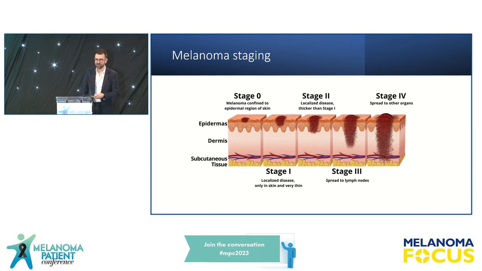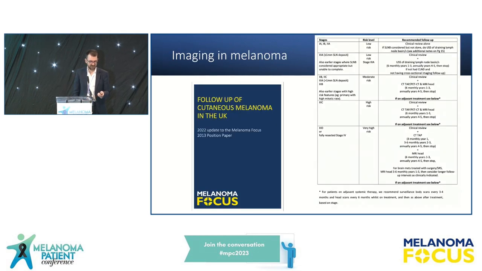So I'm sure you're all familiar with the melanoma staging. So stages 0, 1, and 2 are what we consider to be localized disease, and stages 3 and 4 when it spreads to either lymph nodes or other organs. And this has a bearing on how we image our patients. And this document, produced by Melanoma Focus, sums it up quite nicely.